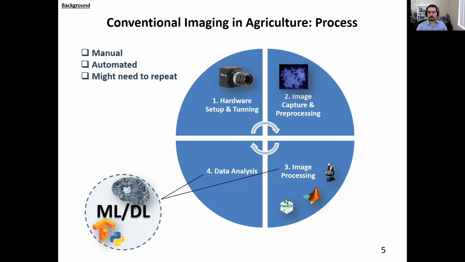A lot of times, this whole process can be done manually or automated. And a lot of times, after analyzing the images in the lab, we realize that we actually need to go back to the field and repeat the whole process because the quality of the pictures and images are not what we expected. And these days, for both image processing and data analysis, it's very common to use more advanced methods like machine learning and deep learning.